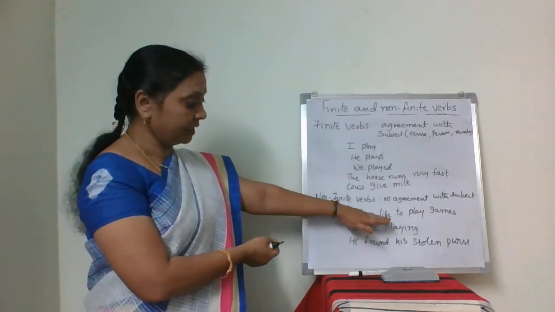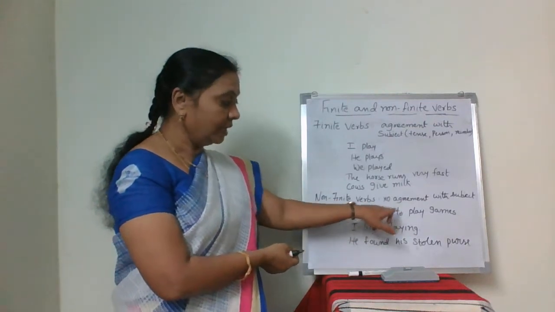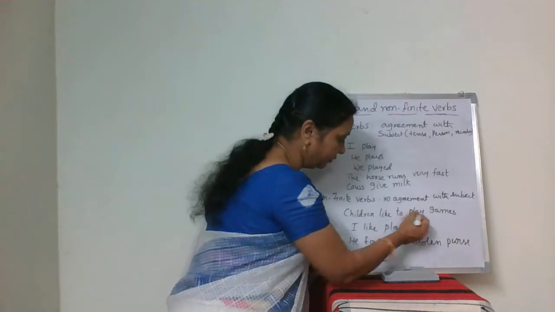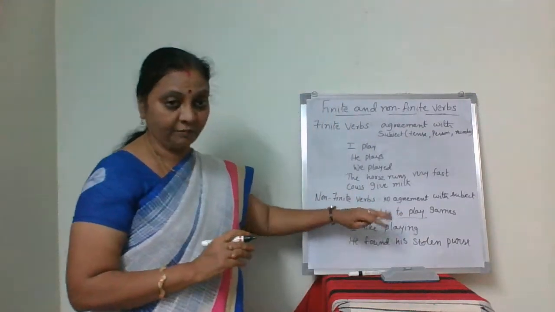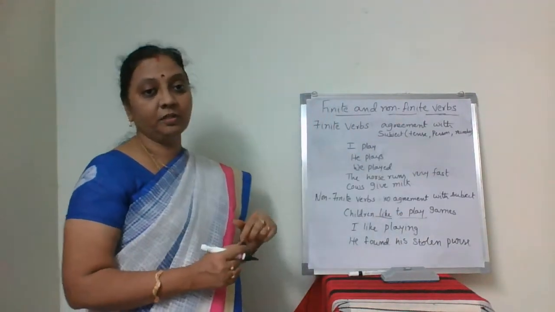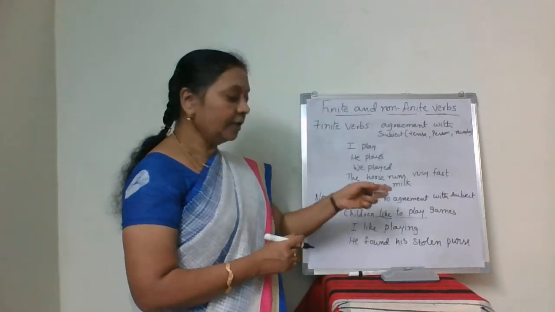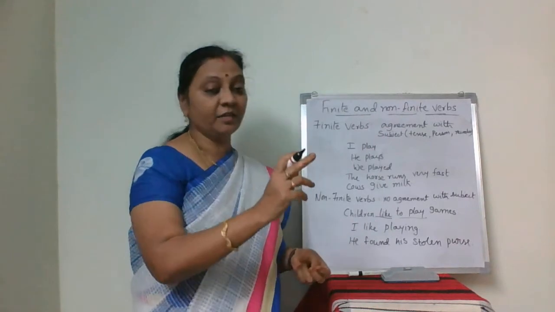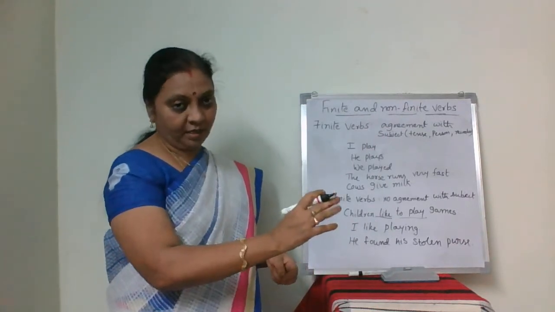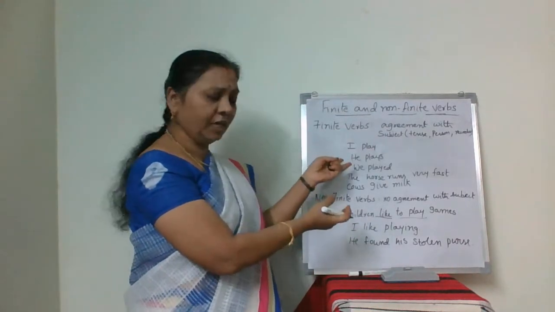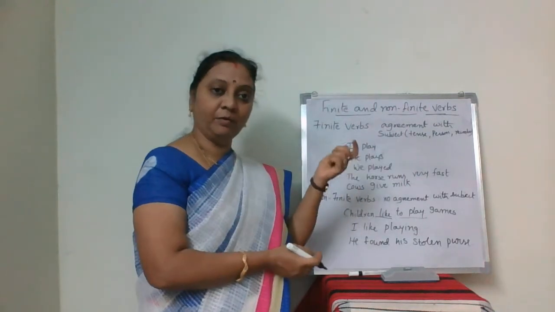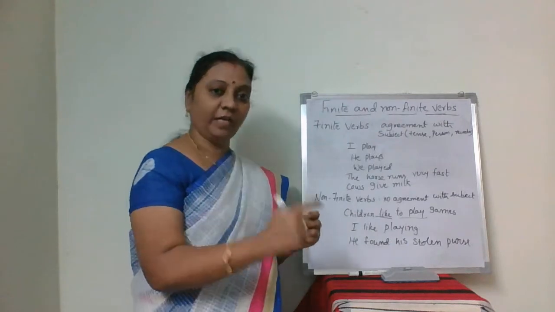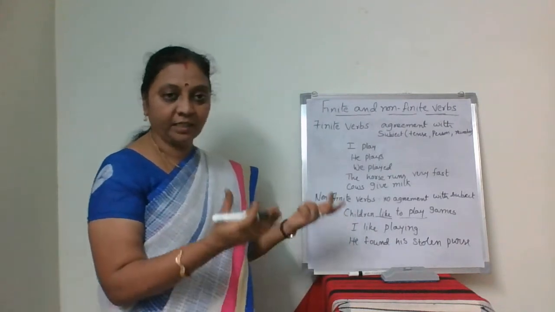If you look at these examples, you can understand. Children like to play games. So to play is a non-finite verb and like is a finite verb. If you just take out the finite verb, children to play games, there's no meaning in it. So finite verbs are essential in any sentence, even if it is small, like I play or birds fly, two words also, but subject and finite verb are compulsory. Then only there's a meaning.